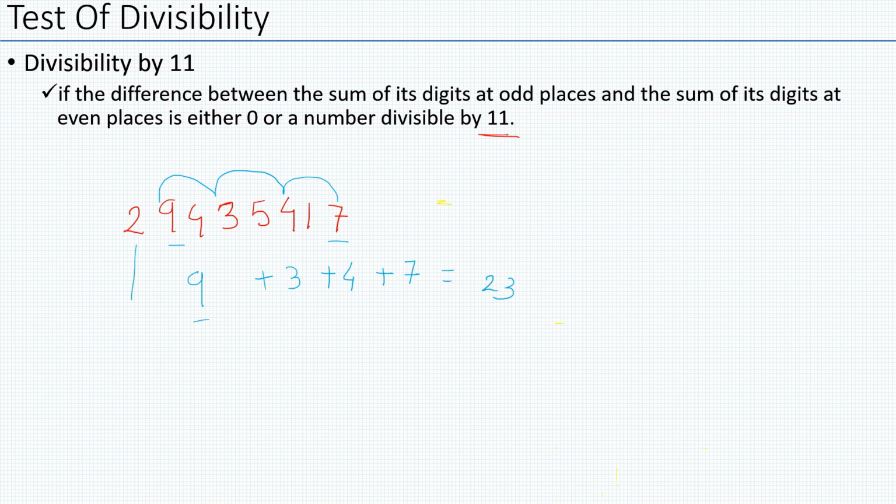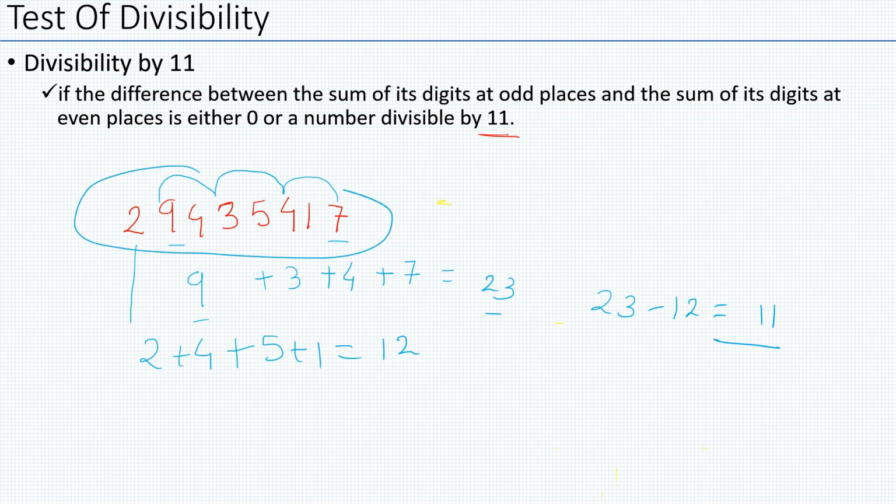Now let's take the digits at even places. This 2 plus 4 plus 5 plus 1, it is equal to 12. So take the difference, 23 minus 12, it is equal to 11. That's why this whole number is divisible by 11.